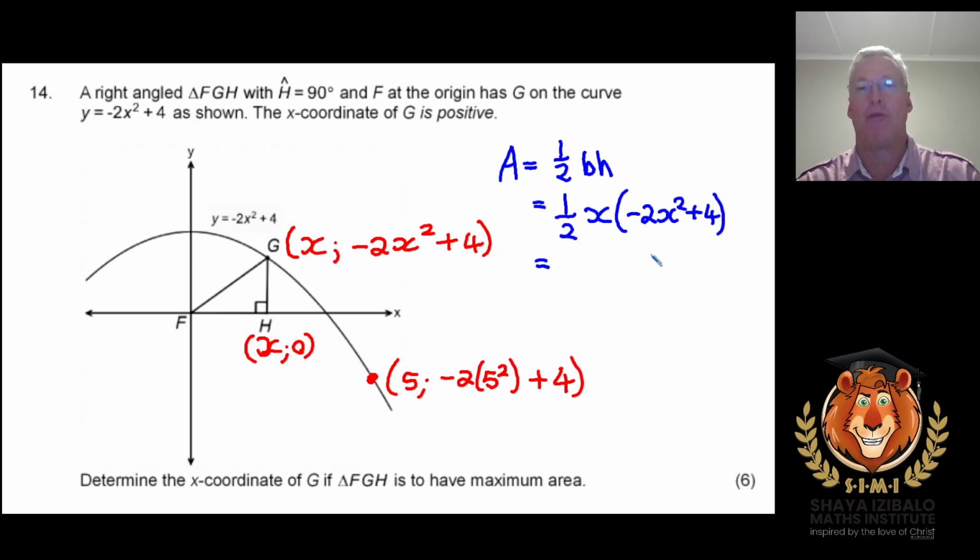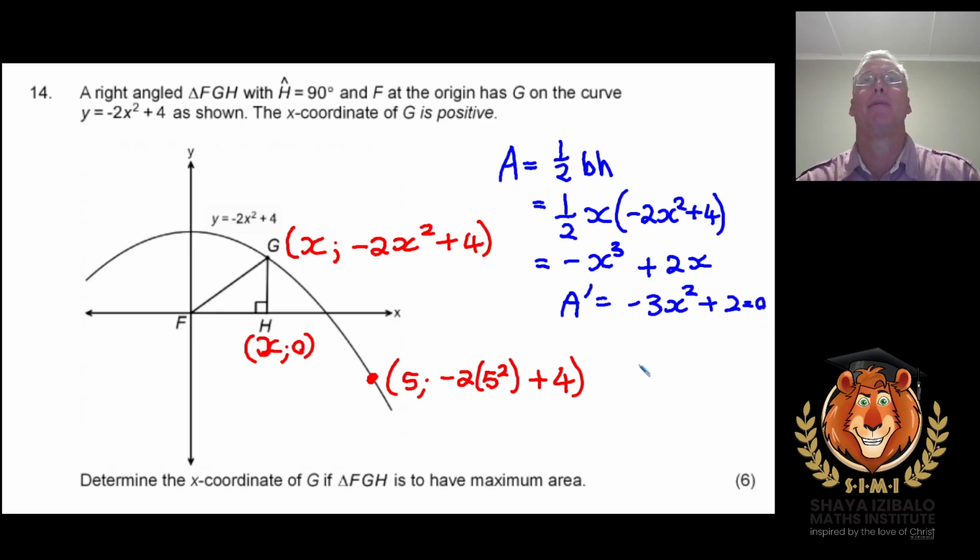Right? We want to differentiate it, but it's not flat at the moment. When we multiply these two together, we get negative x cubed, in fact, plus 2x. How are we going to differentiate it? We get that A dashed is negative 3x squared plus 2. I want that to equal 0 for a maximum.